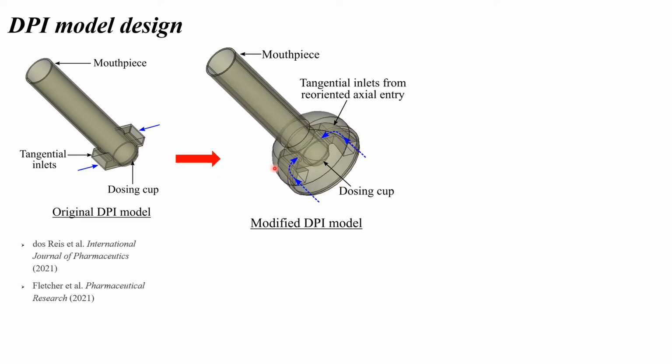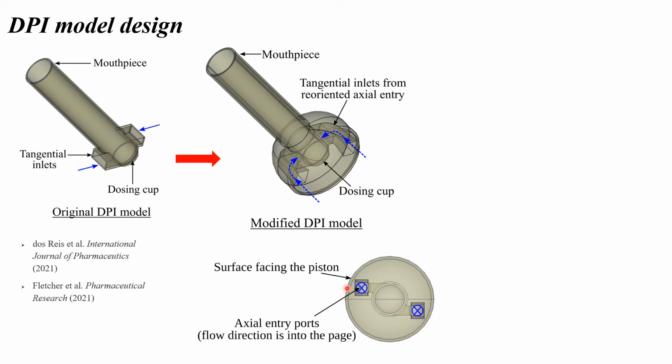And we did this by making a smooth 90-degree turning channel that reorients a straight incoming flow into a tangential direction. So as you can see here in the modified DPI model, the flow enters from the bottom side of the model, turns, and then enters the DPI tangentially through the inlets. The only reason this modification was done is because the unsteady flow in this case is driven by a piston in our experimental facility, which I'll explain shortly.